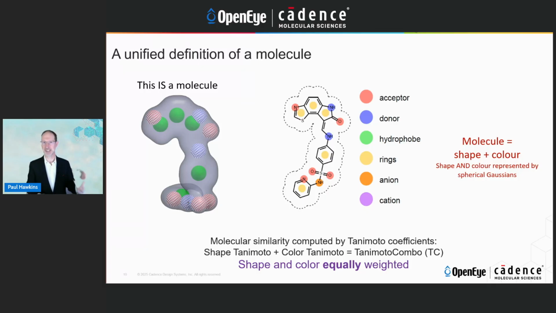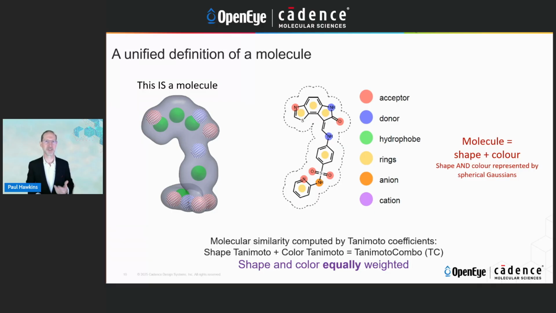So we have a Tanimoto coefficient for shape, a Tanimoto coefficient for color, which we simply add together, unweighted, to give what we call the Tanimoto combo, or TC. And I will show you several applications of the Tanimoto combo coefficient for similarity across the rest of the talk.